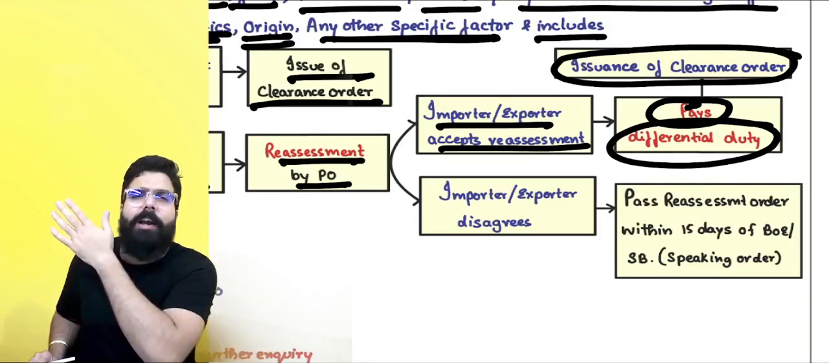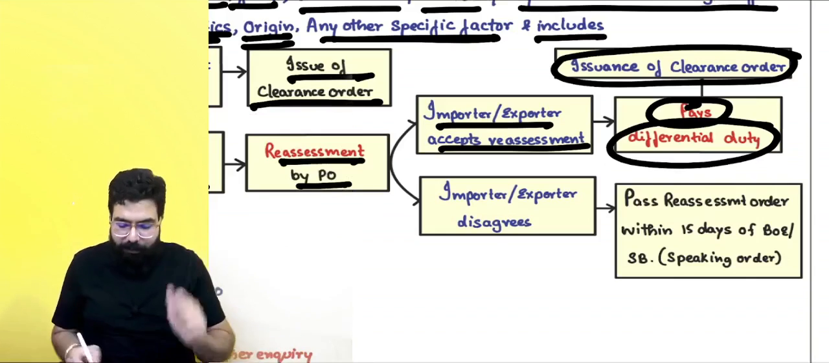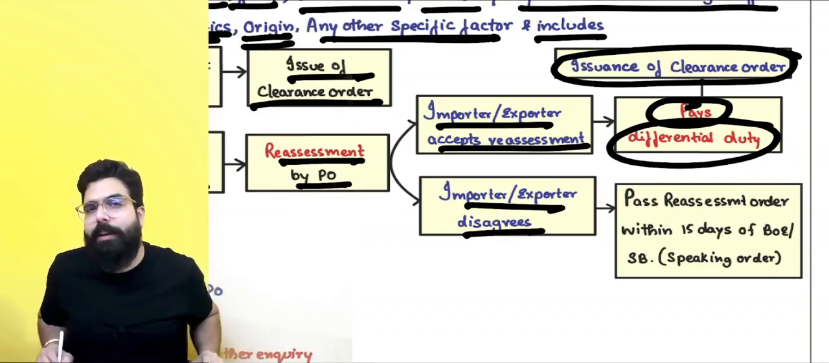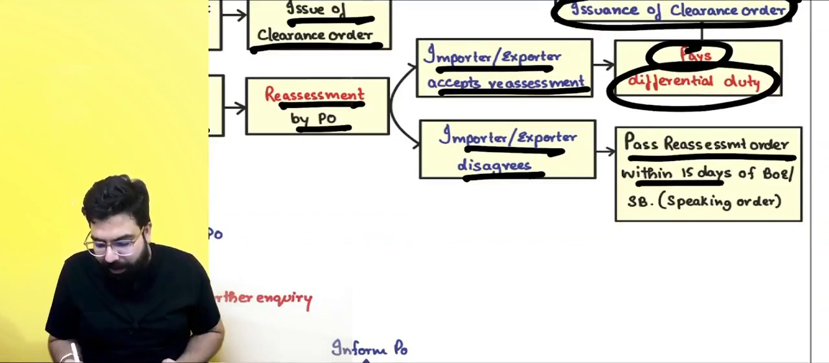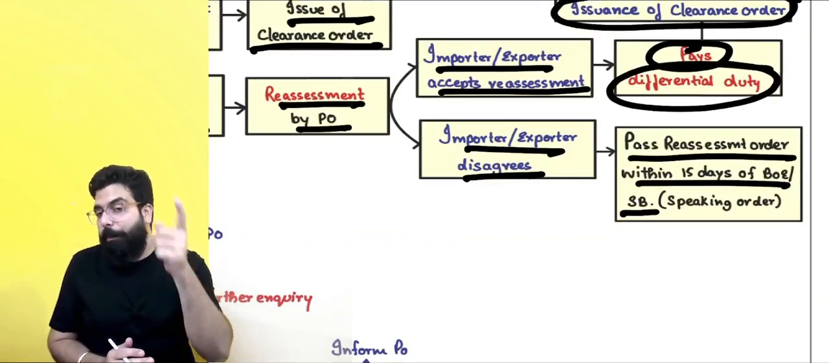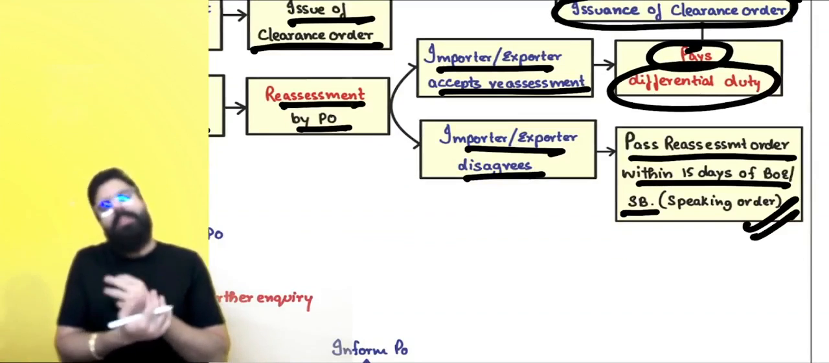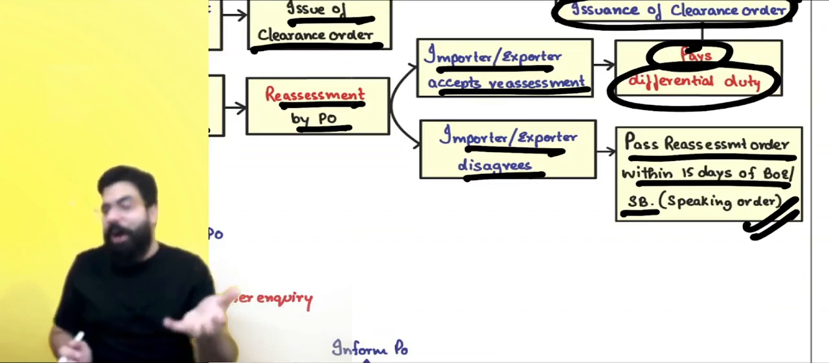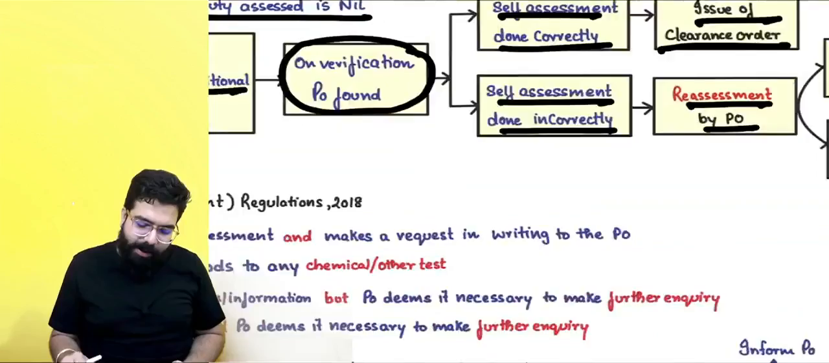Either in import case, a clearance order, or in export case, a let export order. However, if you disagree with the reassessment he has done, then he will pass the reassessment order within 15 days of the bill of entry or shipping bill. Always remember, reassessment order will be a speaking order. Now, if you want to go against the reassessment order, you can file an appeal.